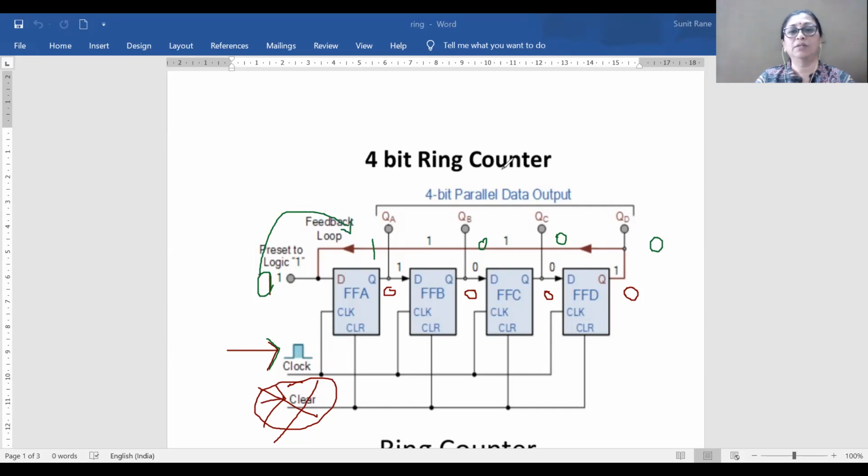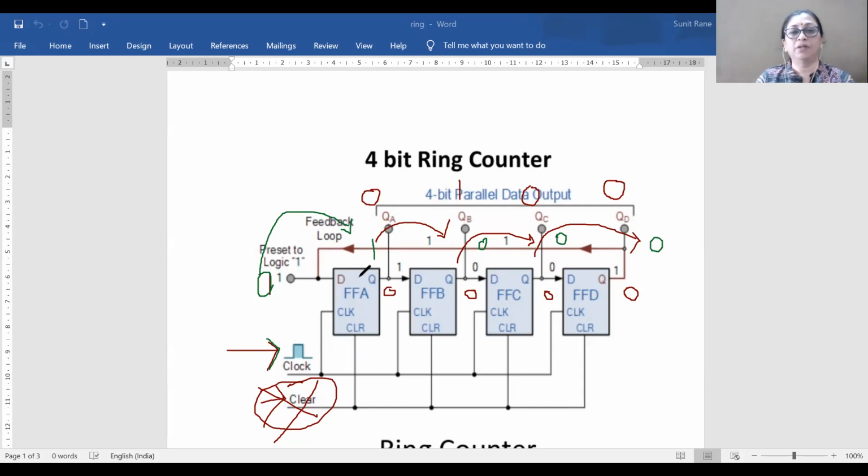Okay, so let us use another color. So 0 will be here. Now this 1 will be shifted to the next flip-flop. So the next flip-flop has output equal to 1. Now this 0 will be shifted to the next flip-flop. So there will be 0 here. Again here there is 0 which is shifted to the next flip-flop. So again 0 will be there.